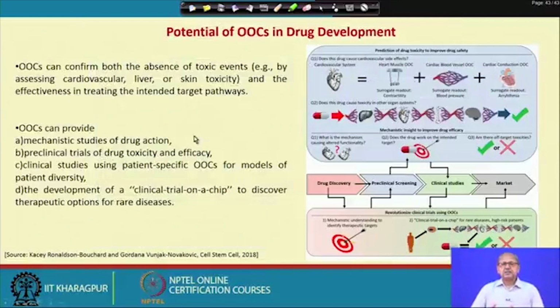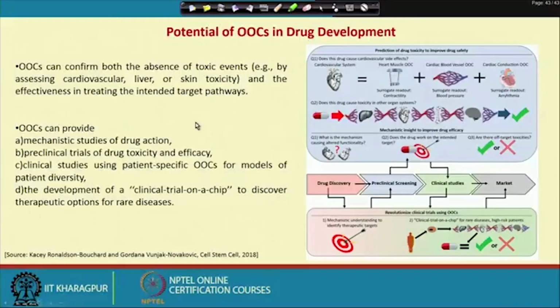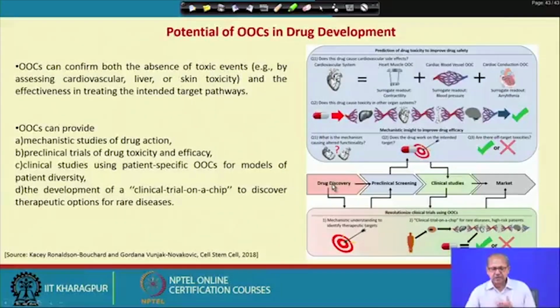So, now, utilizing organ on chip in a connected way, how are these systems used in drug development? If we look at a drug development project, it passes through different stages. First is drug discovery, which means identifying the target, then preclinical screening, say at the cell culture level or animal model level. If it passes, then it goes through clinical studies, phase 1, phase 2, phase 3, and then it comes to the market.